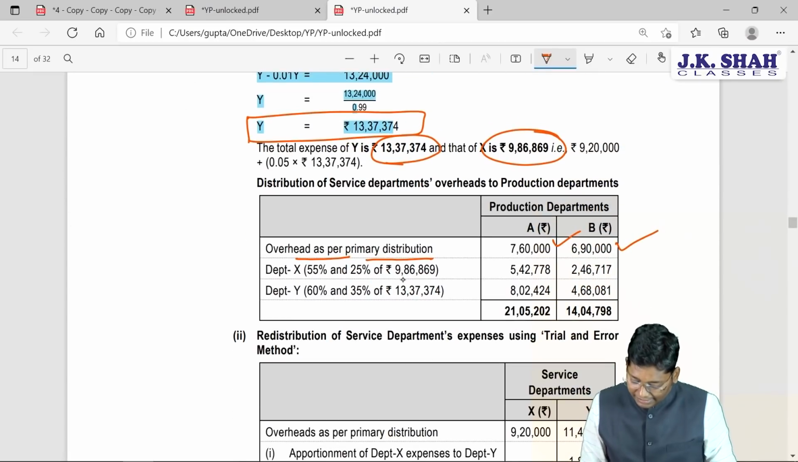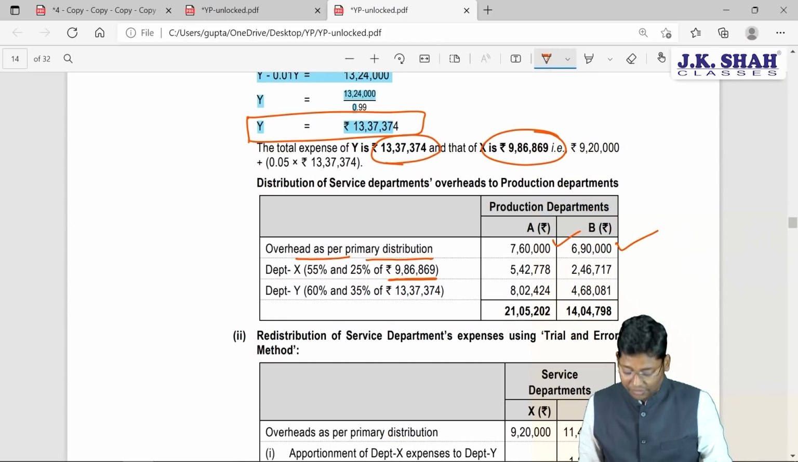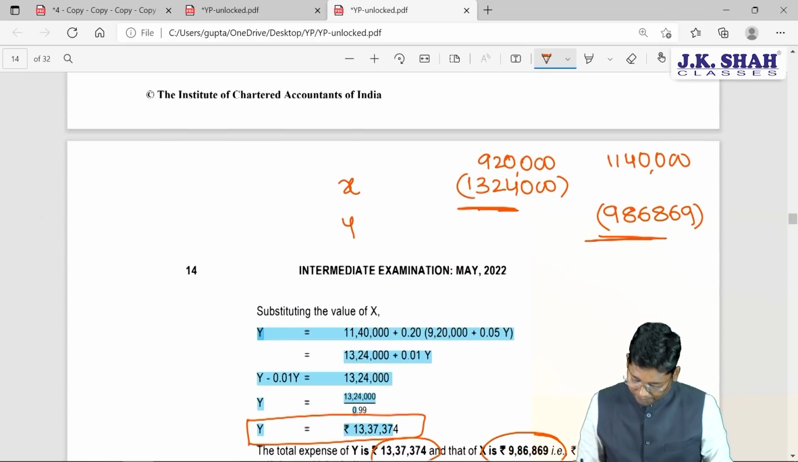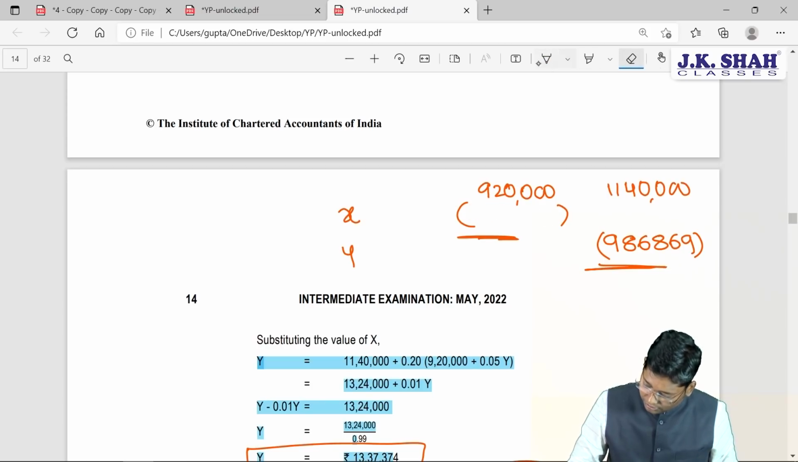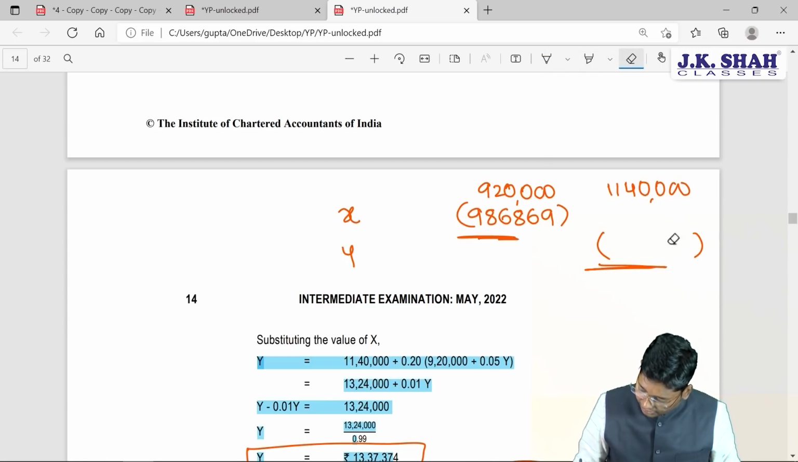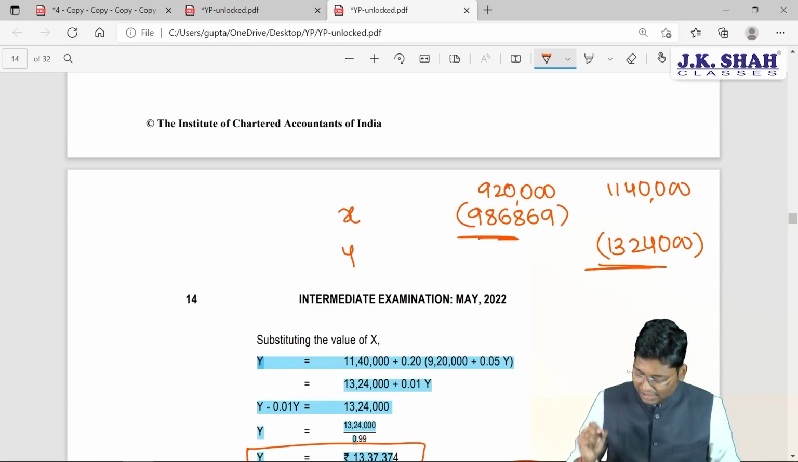Now, 9,86,869. Extremely sorry, this is the department X value. Department X value is available with us. I have recorded the amounts in reverse here. So here it will be 9,86,869. This is the value of X which you have got, and here the value of Y we are going to put as 13,24,000.